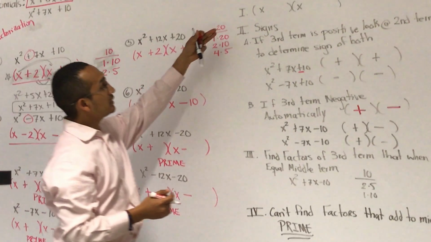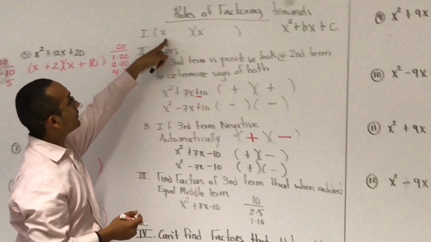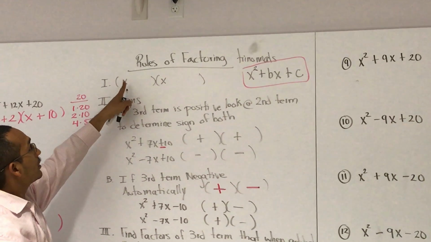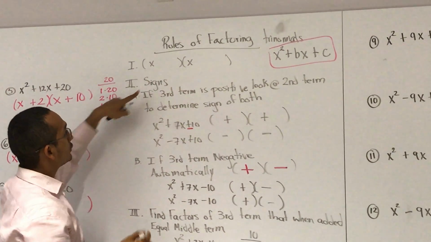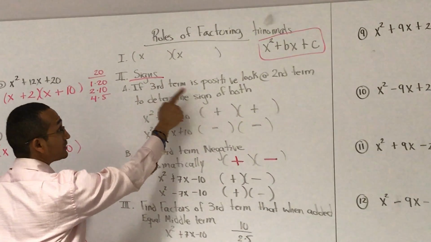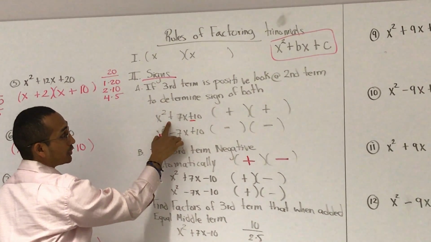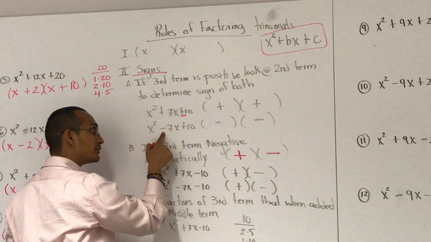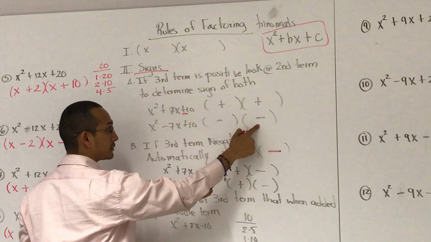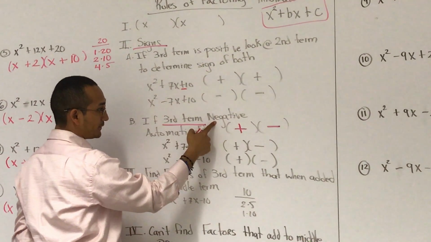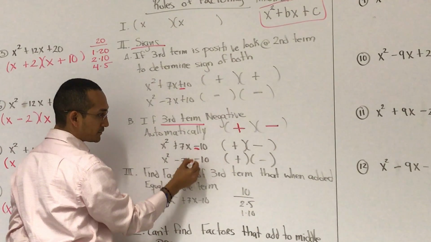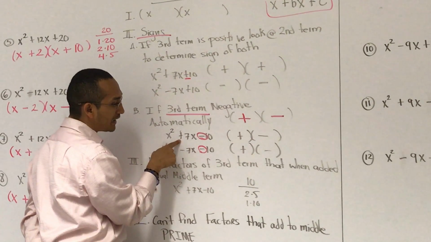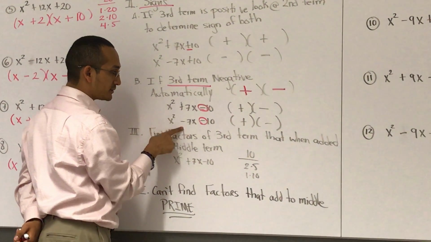So let me just review the rules of factorization of trinomials. Step number 1, whenever you see something that looks like this, in that form, parentheses x, parentheses x. Then you look at the signs. If the third term is positive, you look at the second term to determine the sign of both. If the third term is negative, automatically one is positive, one is negative. I don't really care about the second term's sign.